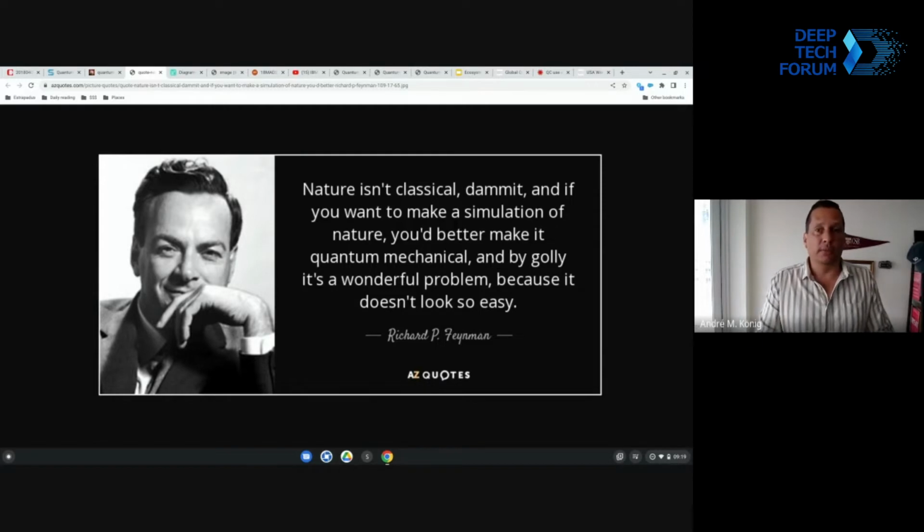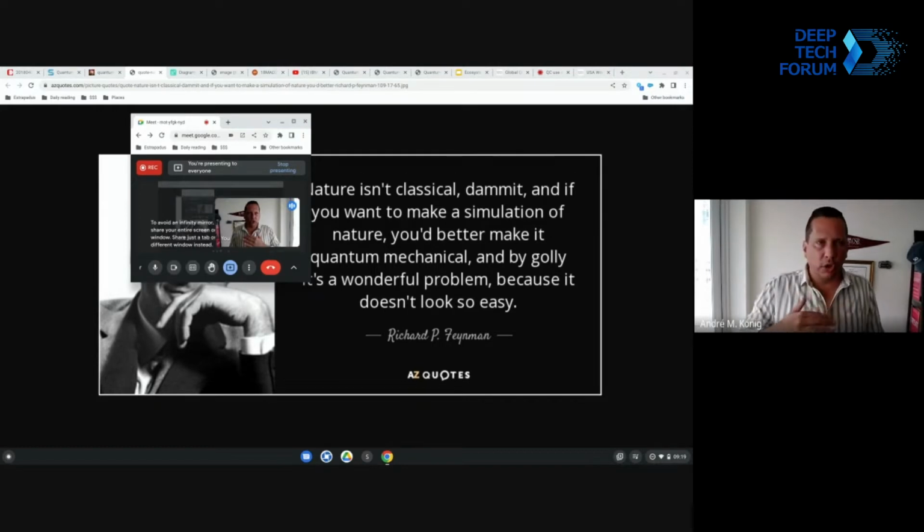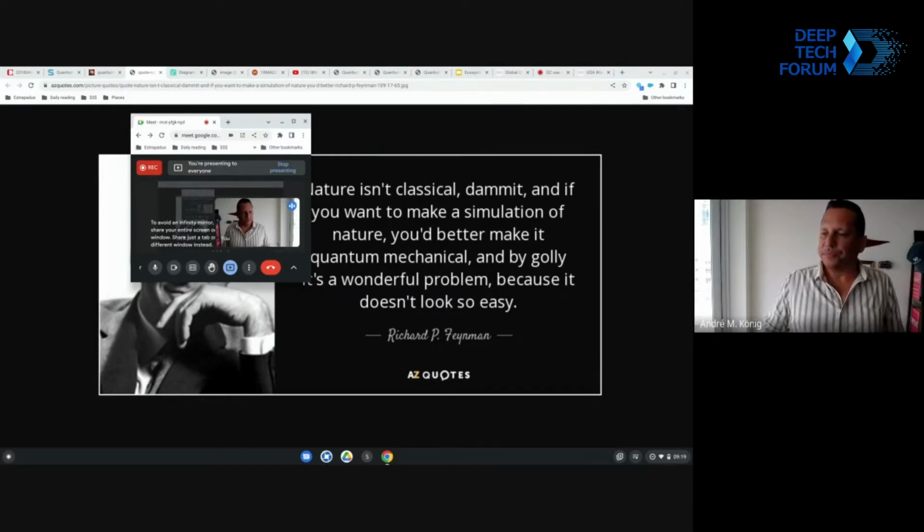And if you want to make a simulation of nature, you'd better make it quantum mechanical. What he means is that a lot of the big problems in our world aren't good at being solved in a classical way. Sure, I'm drinking my grapefruit soda here. If I ask a classical computer, is there grapefruit soda in my can, yes or no, I can get a great response, and I can get it very fast and very reliable. 0 or 1, yes or no, there is soda in it.